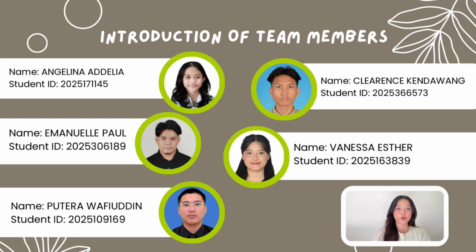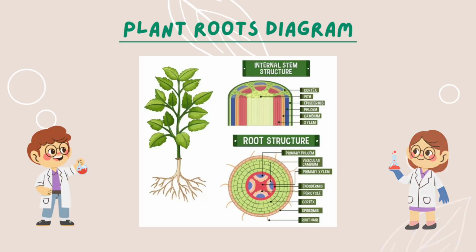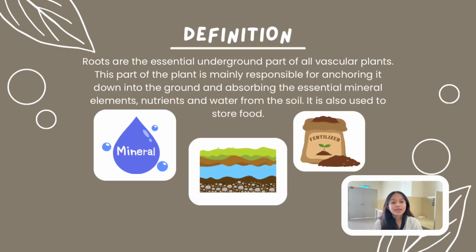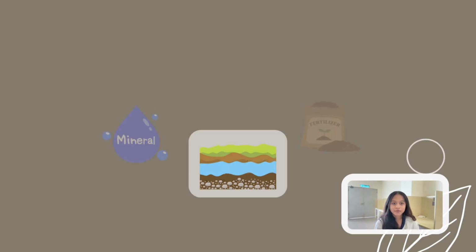Today, we are going to explain the morphology of plants, which is the root. First of all, let me introduce you to roots. Roots are the essential underground parts of all vascular plants. This part of the plant is mainly responsible for anchoring it down into the ground. It also absorbs the essential mineral elements, nutrients, and water from the soil. It is also used to store food.